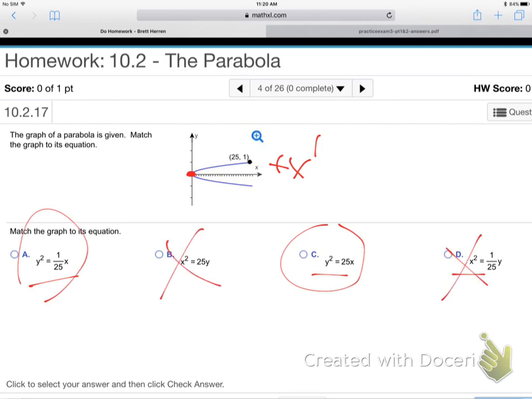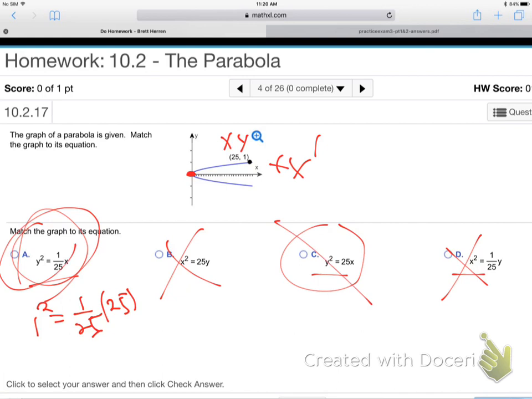It's not this one, not that one, right? Because they have positive y to the first. That's wrong. So it's A or C. Which one? Plug in the point. I don't know. So plug in x is 25, y is 1. Yeah, that works, huh? So A it is. It's not C. Good?